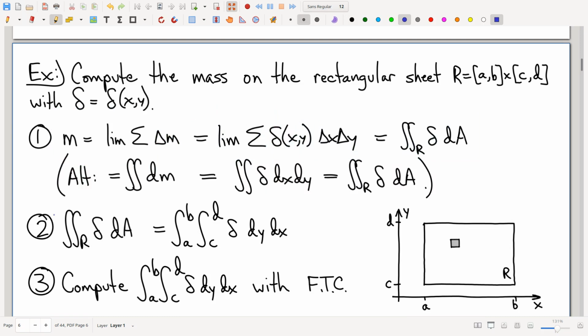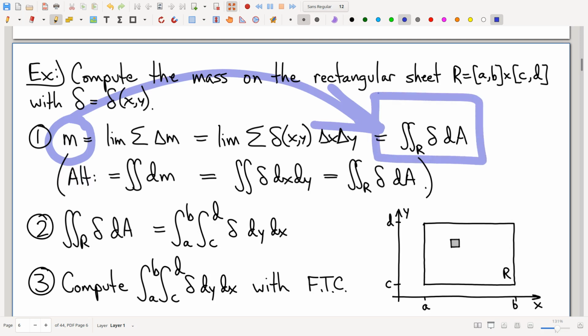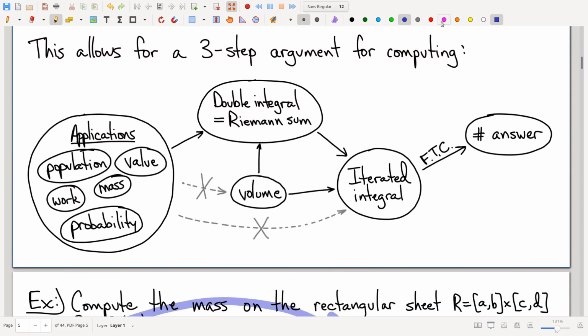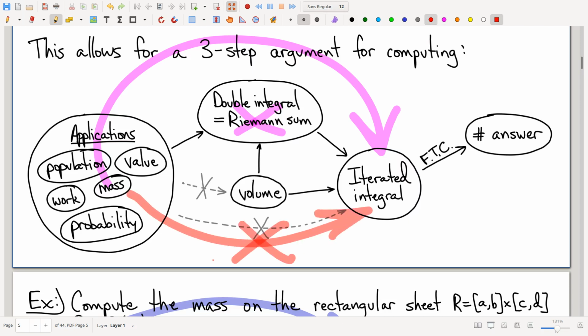In practice, though, you're very welcome, on an exam or on the homework, to just immediately write mass as being a double integral. Now, I do want to emphasize one thing here, though. You cannot skip over the double integral. If you take your application and the first thing you write down is an iterated integral, and you just don't bother with that, notice that is indistinguishable from this that we just got through talking about. Doesn't make any sense, right?